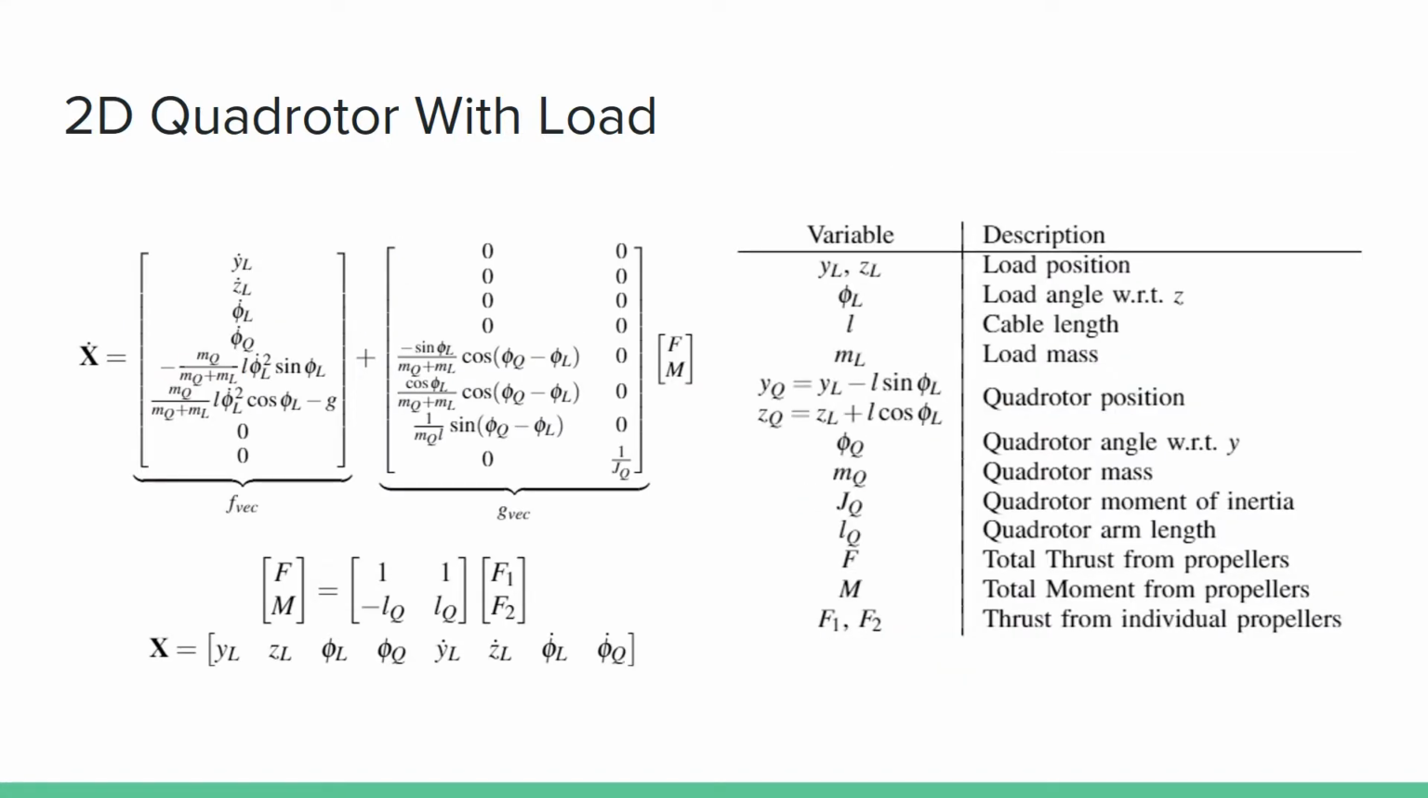So these are our equations of motion for the system. As you can see, they're highly nonlinear, so we had to do a lot of linearization in our control algorithms. The full state vector is 8-dimensional. You can see we define everything in terms of the y and z position of the load, because that's what we care about. We want to control the position of the load in the world, not necessarily the position of the quad. And again, our control inputs are still just F1 and F2, which we translate into a total force and a total moment.